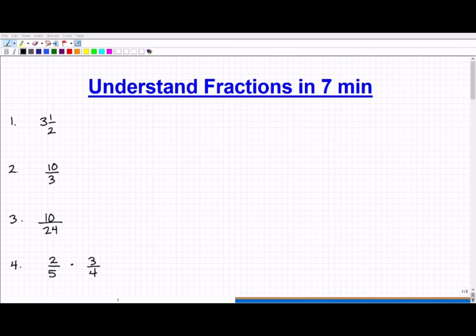But we are going to cover pretty much the whole scope of the most common problems that you have when you're working with fractions. Okay, so I got 7 problems. Let's start with the first one.